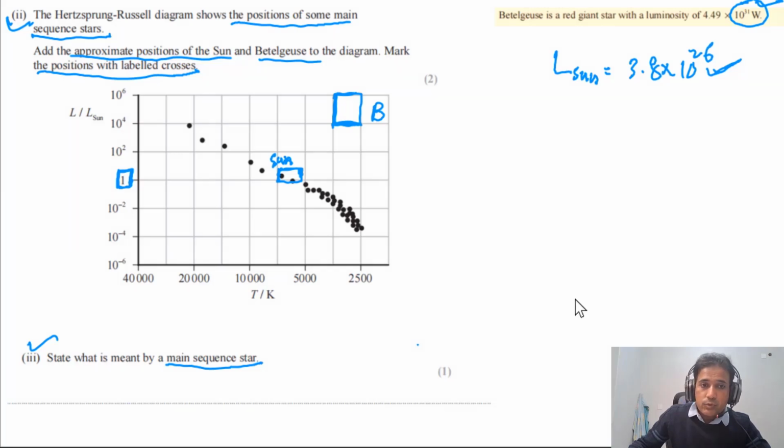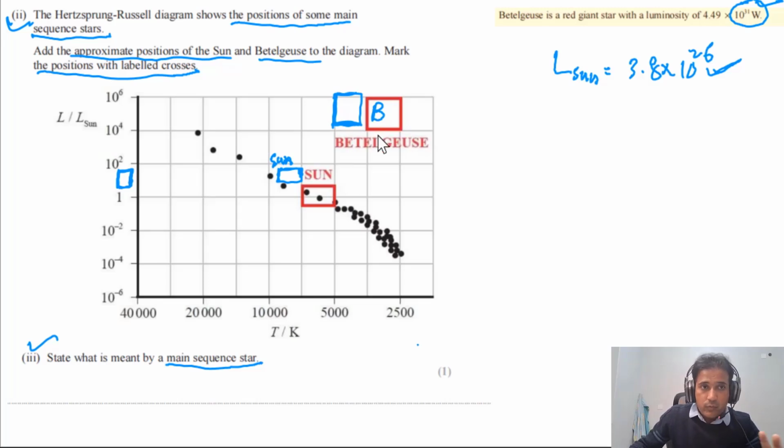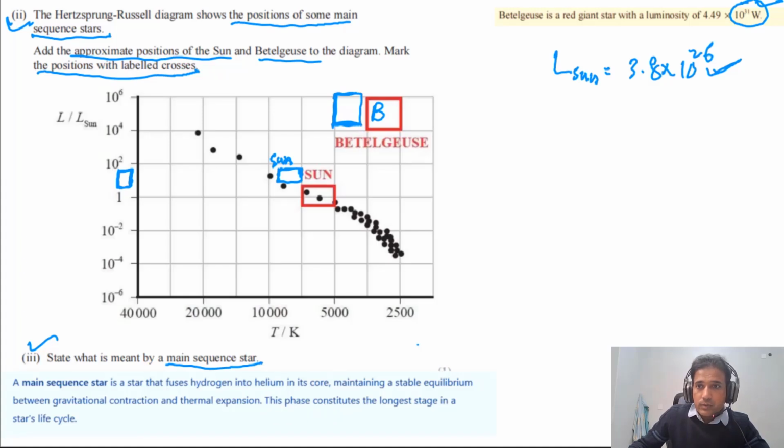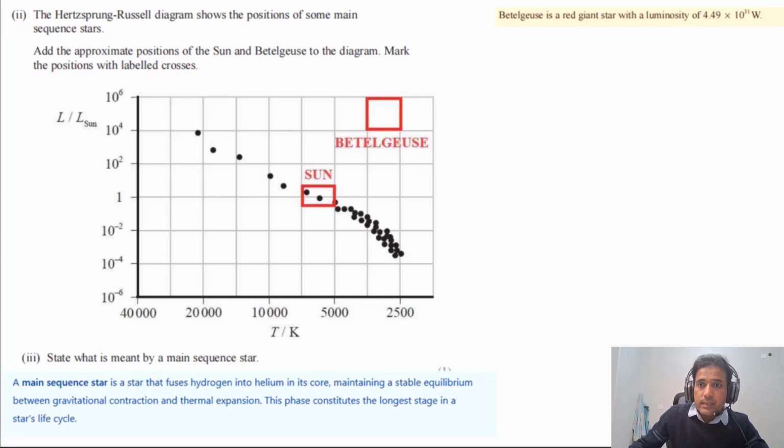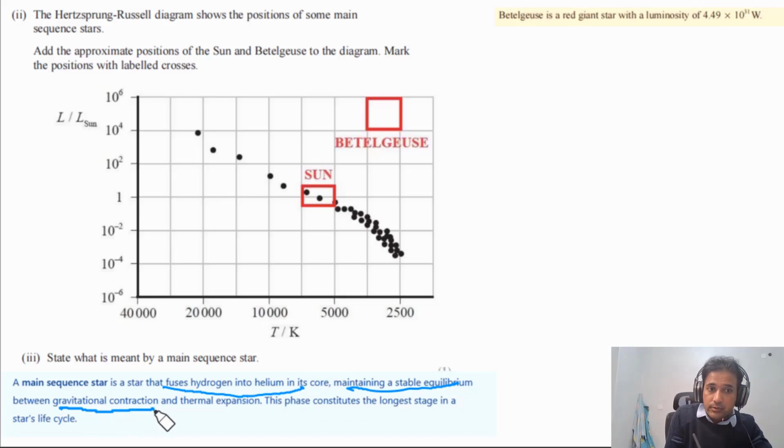Now let me show you the answer. This is for our previous question, and this is for the next one. You can see the exact positions here. Main sequence: fusing hydrogen into helium, maintaining a stable equilibrium between gravitational attraction, meaning contraction, and thermal expansion. And this is the longest stage in a star's life cycle.